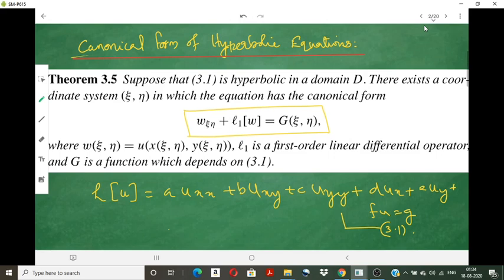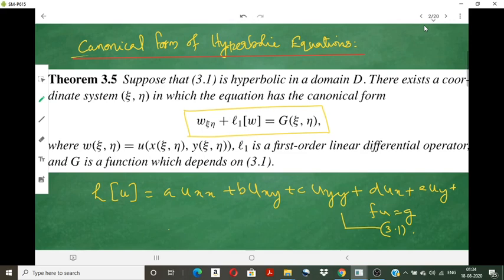Okay, so we have to prove that there exists such a coordinate system theta and eta in which the equation is in a much simpler form, that is, it contains W of theta eta only, the one second order term, that means only one second order term.